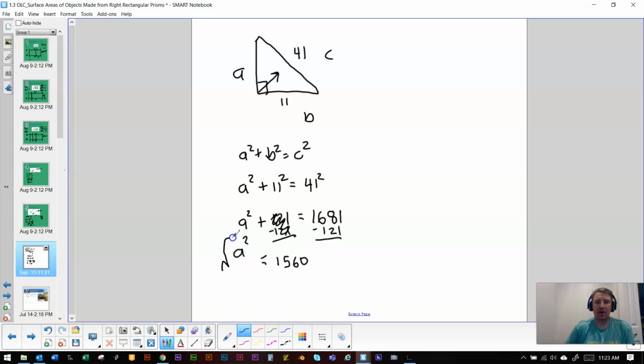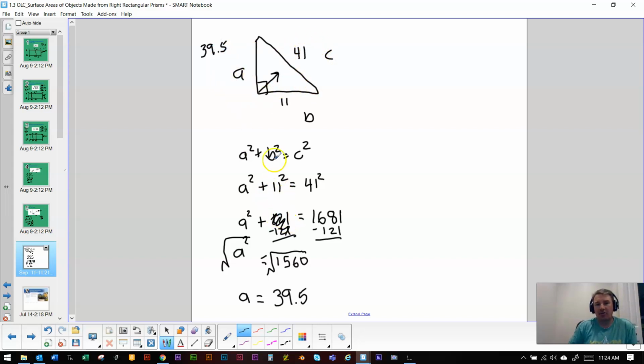In order to turn an A squared into an A, I have to apply the square root, and of course I have to do it to the other side. And we're left with A equals, I don't know what the square root of 1560 is, so I'm going to go square root 1560 on my calculator, and I'm going to get 39.5. Okay? Keep in mind this drawing is not to scale. So A equals 39.5.